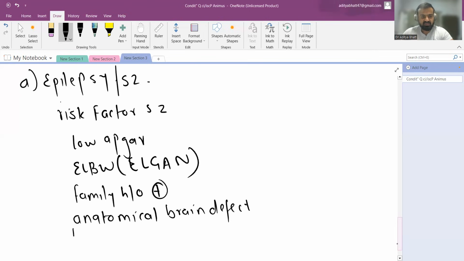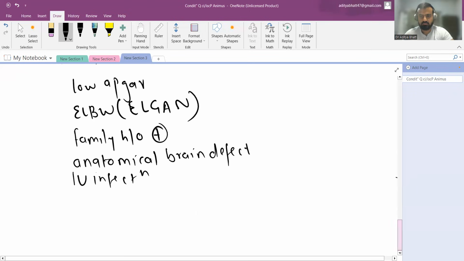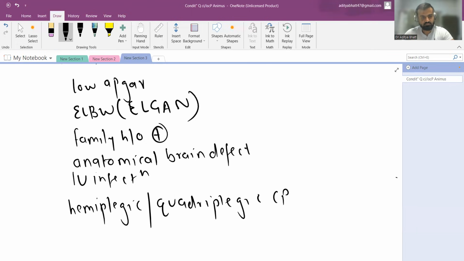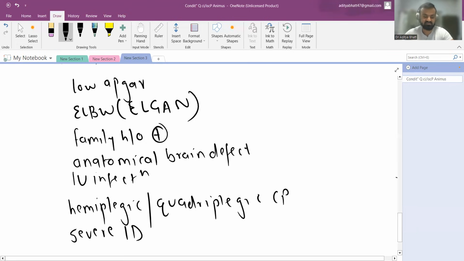Okay, or if there is intrauterine infection, or associated with hemiplegic or quadriplegic CP, or severe intellectual disability. Okay, so that is very important.